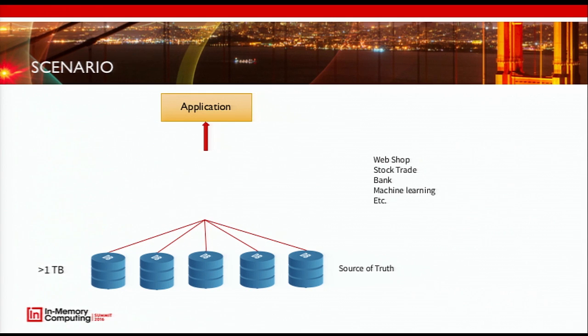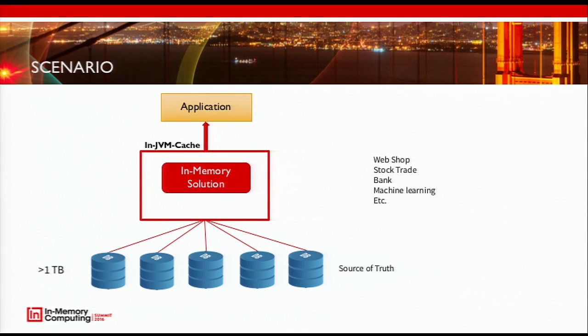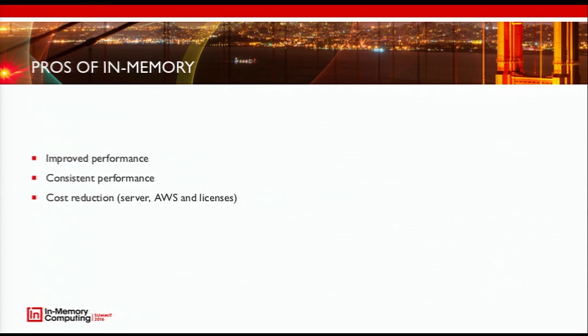So the question is, how do you do this? How do you put something in memory in between so it's consistent and efficient? And what kind of trade-offs are there? So that's what I'm going to talk about. So the scenario is we have a lot of data, we have existing databases, and we want to make that available in a good way to our applications. And of course, there are some pros of this. Of course, you get improved performance.